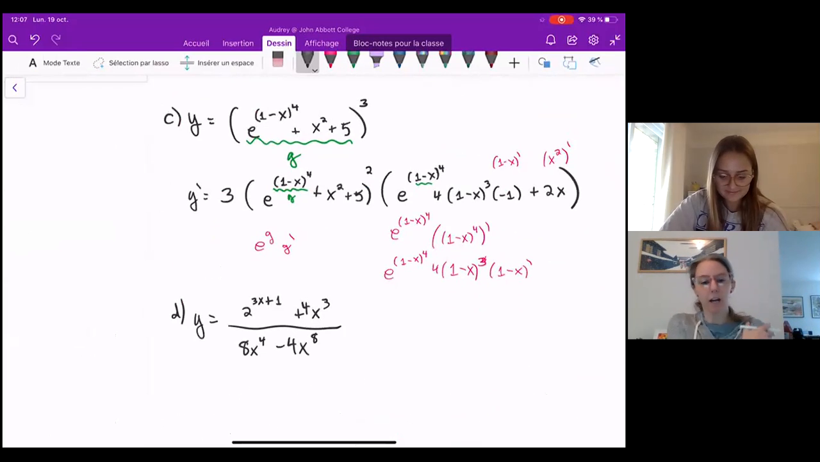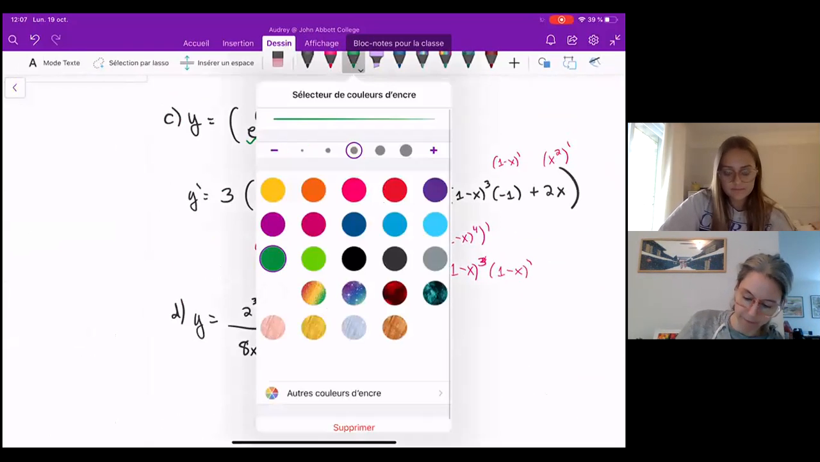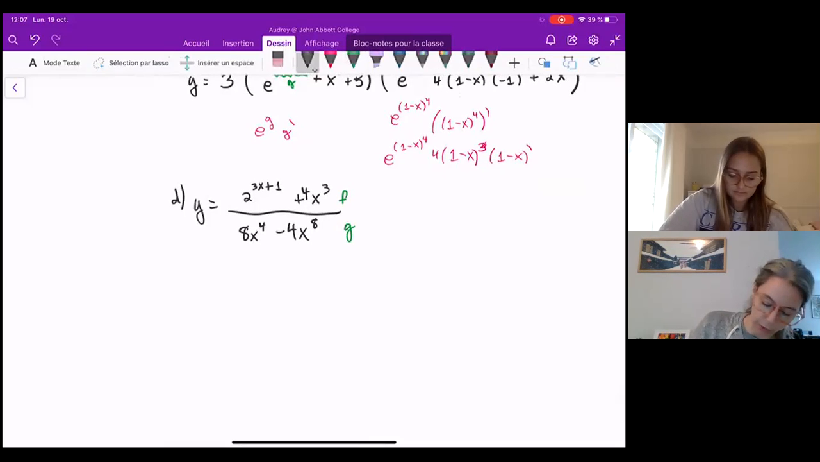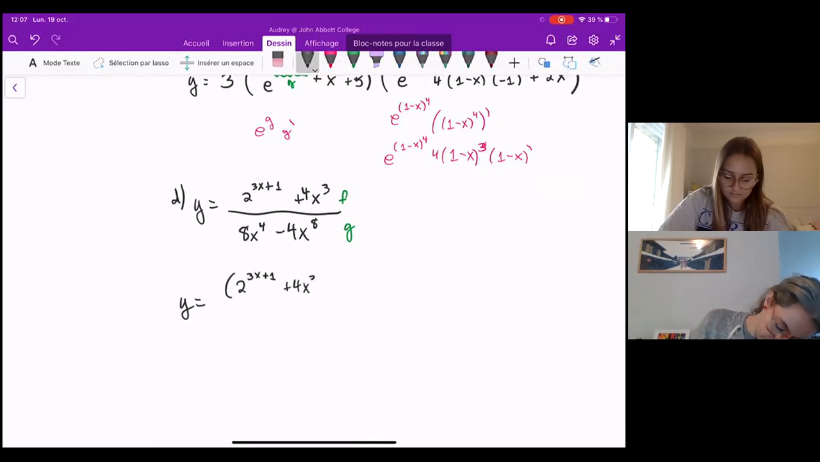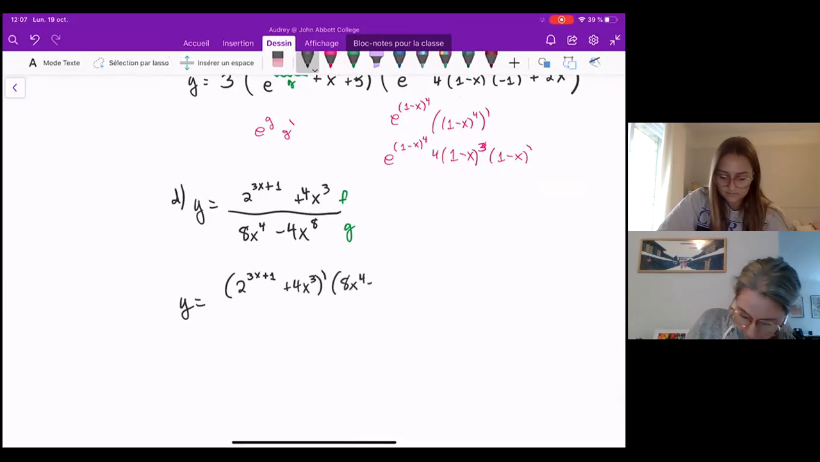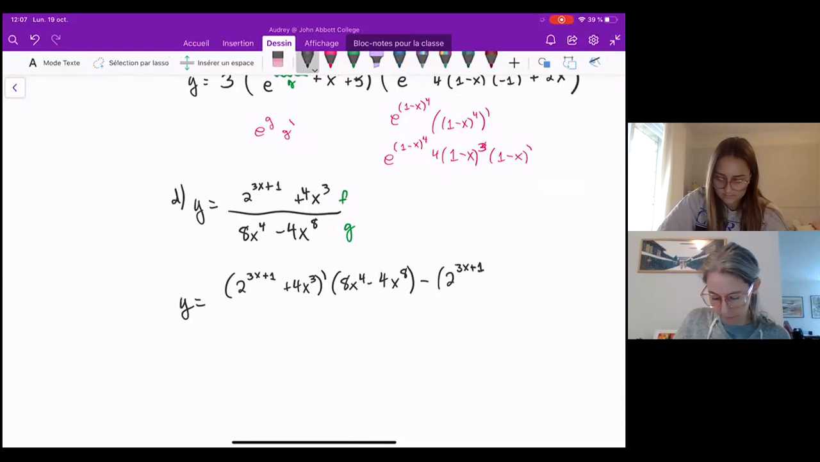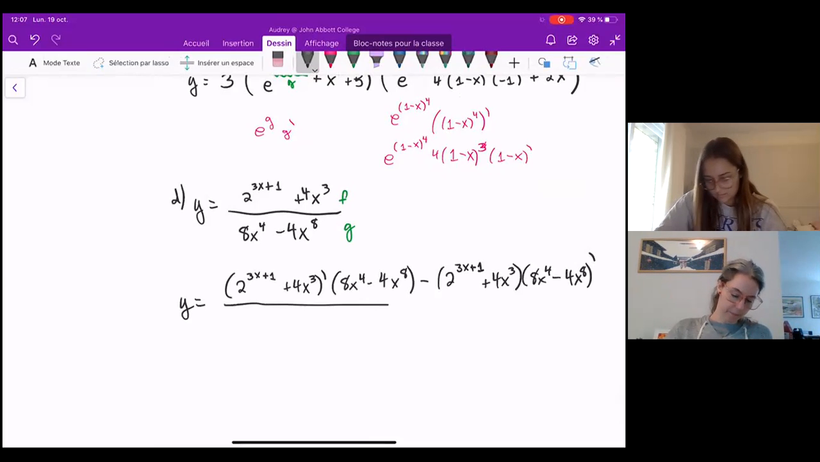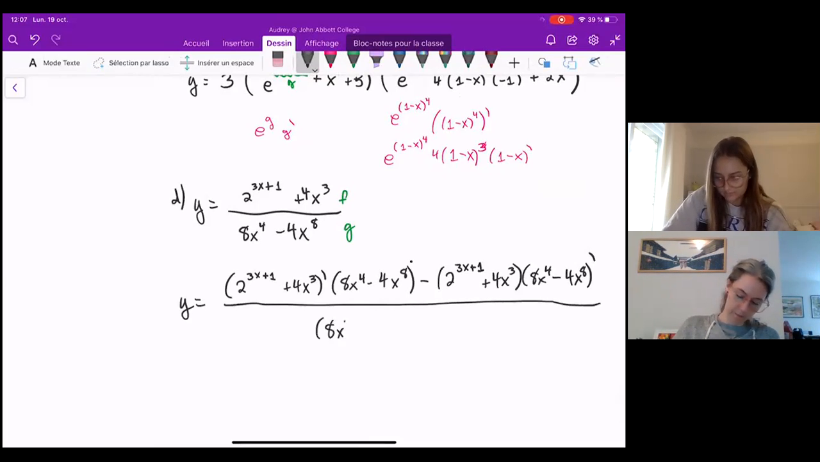Okay, what rule do I need here? Quotient. You got it. That's my F. That's my G. Again, if you want to just write down the answer, you're welcome to, but I'm going to do this one in 2 steps. So I'm doing the derivative of the top times the bottom, minus the top times the derivative of the bottom, all divided by the bottom squared.